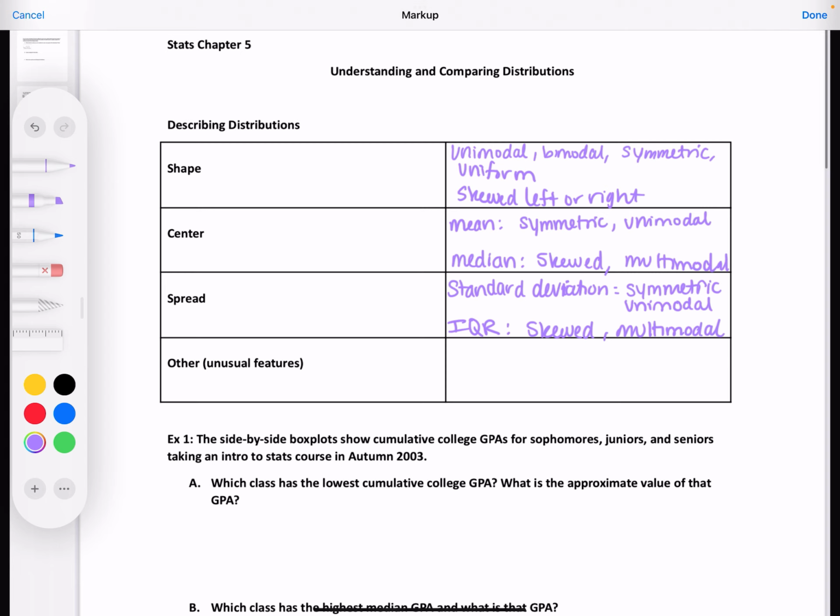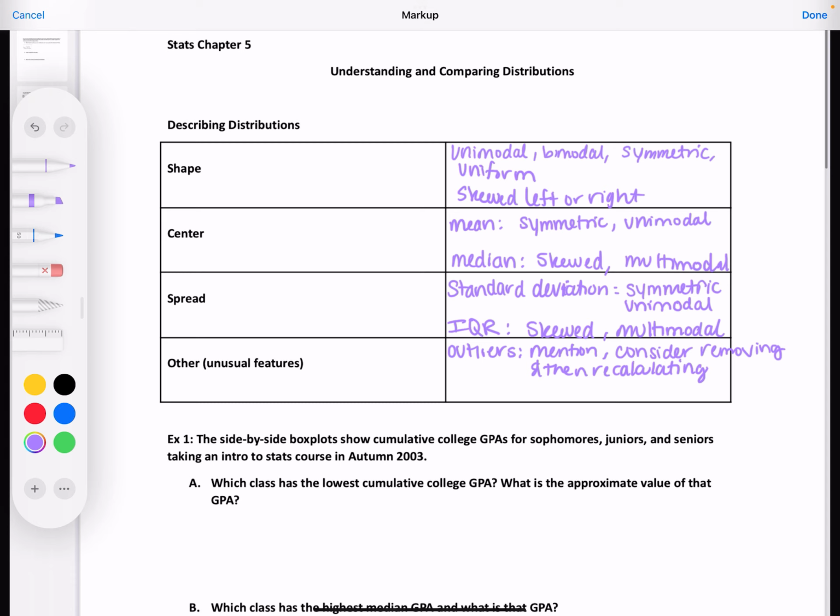And then what are some other unusual features that we would want to mention? Outliers. Okay, we're going to mention that they exist. Consider removing the number that is an outlier. Consider removing and then recalculating, because sometimes it can really throw it off. What is that first word? This one? Yeah. Just mention them. Mention that there are outliers.